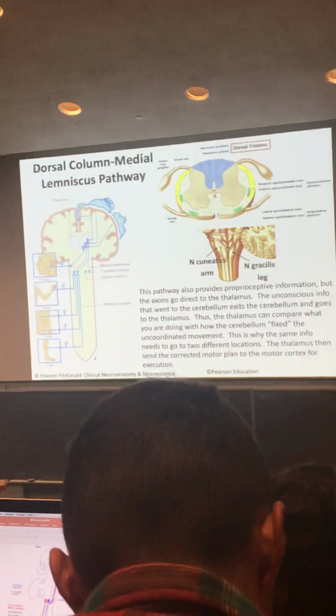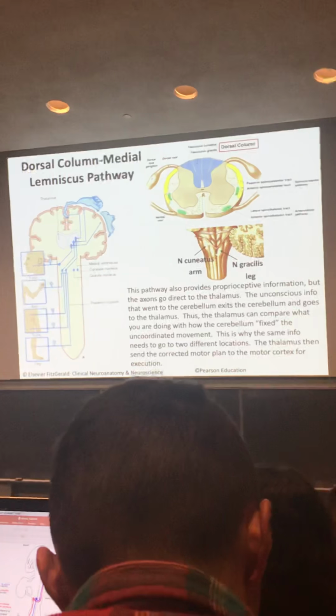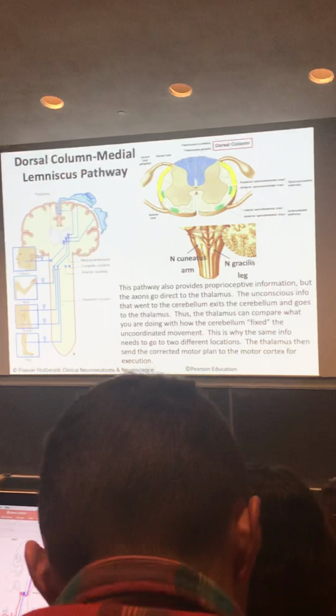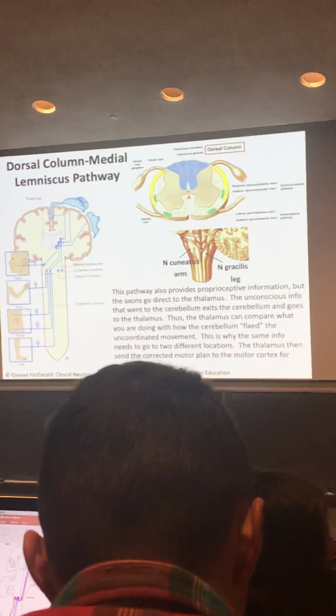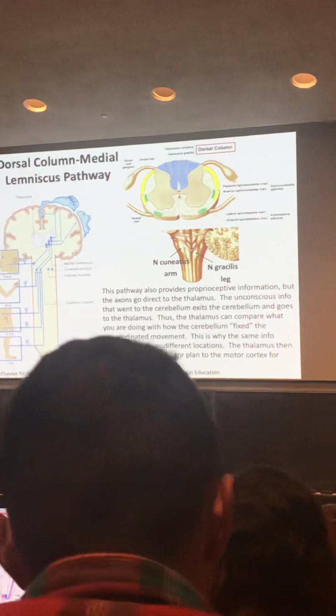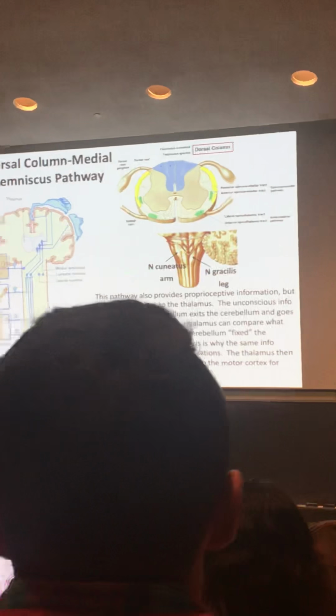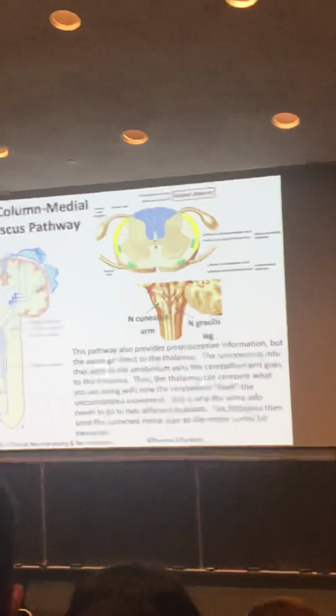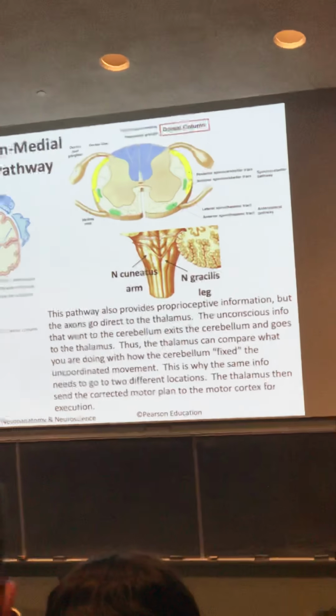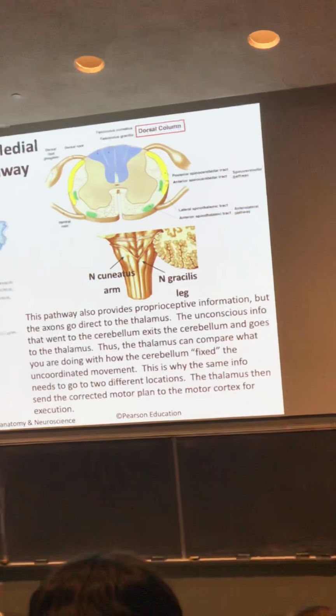So, nucleus cuneatus. You didn't do really well on this picture on the last exam, so you might be seeing it again. Nucleus gracilis is this bump here. That's the first synapse for the leg. Nucleus cuneatus is the first synapse here for the arm.